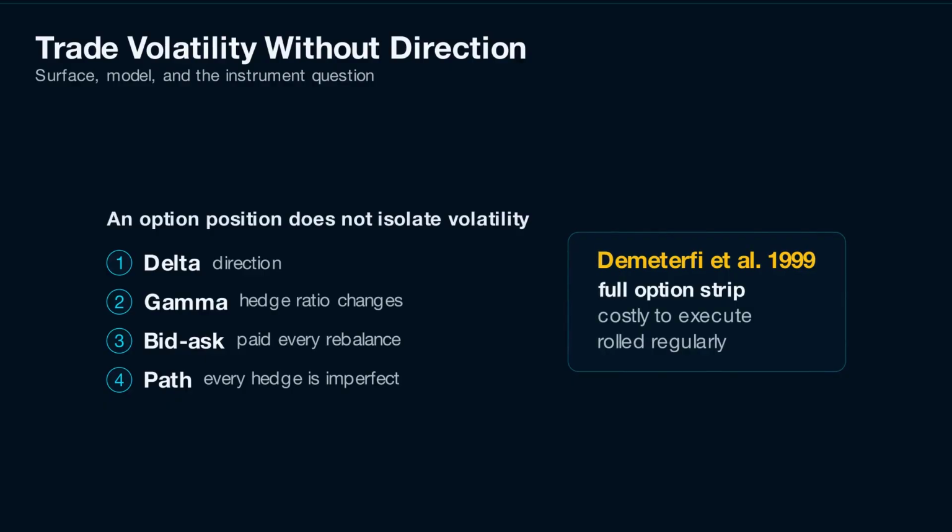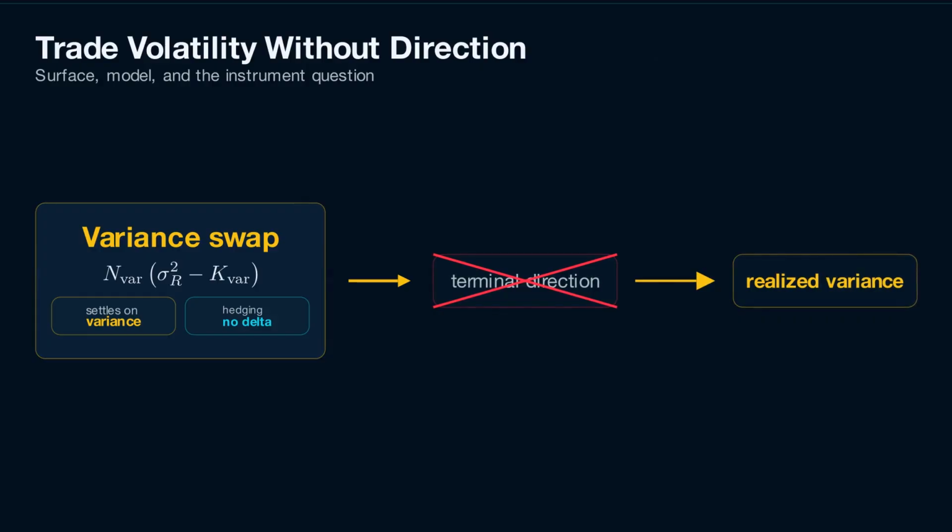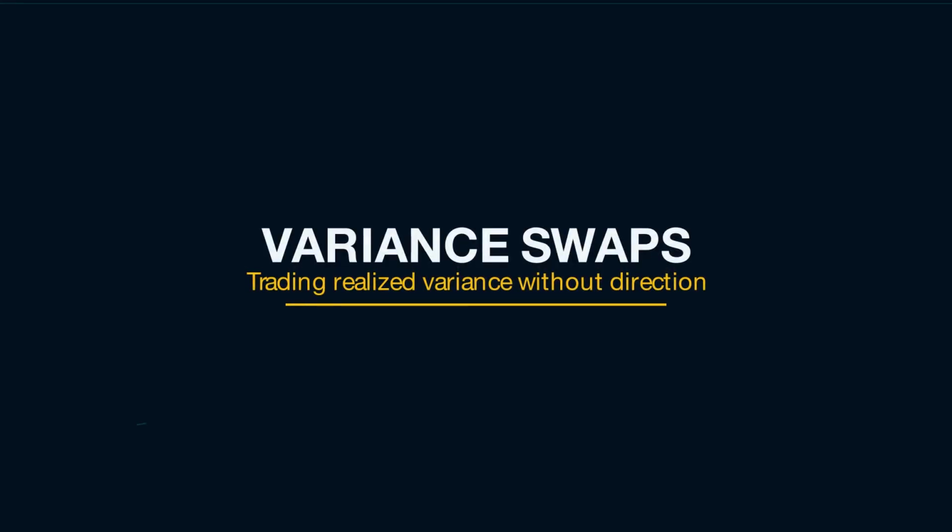The variance swap solves this. For an end user, it is one of the cleanest institutional instruments for trading realized variance. The final payoff is based on variance, not the terminal direction of the index. You are not managing a daily delta hedge yourself. One payment at expiry based on one number, whether the market moved more or less than what was priced in. Variance swaps. Trading realized variance without a directional bet on price direction.